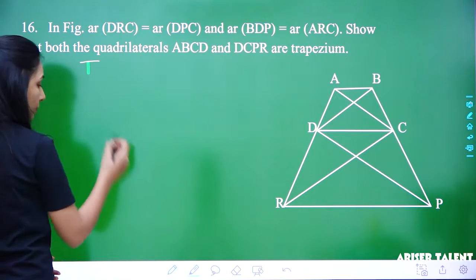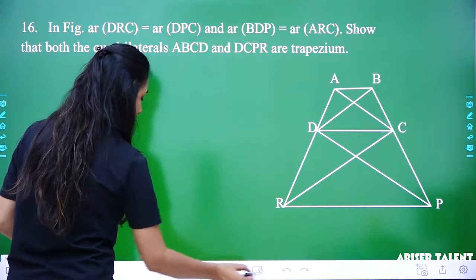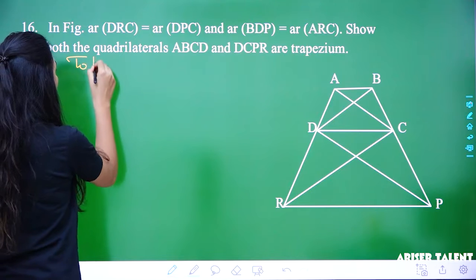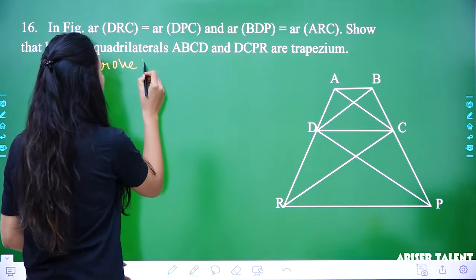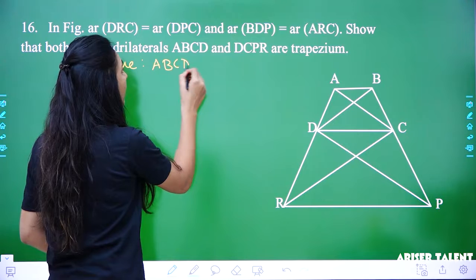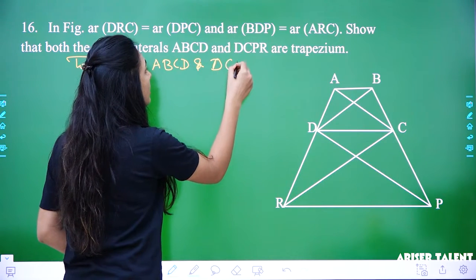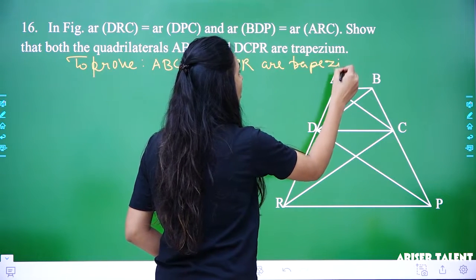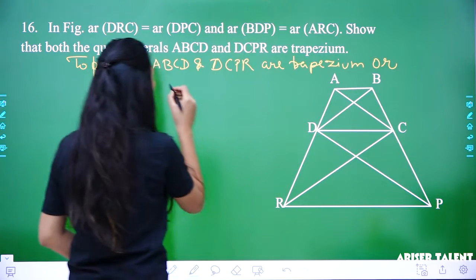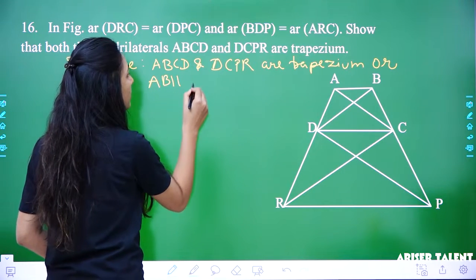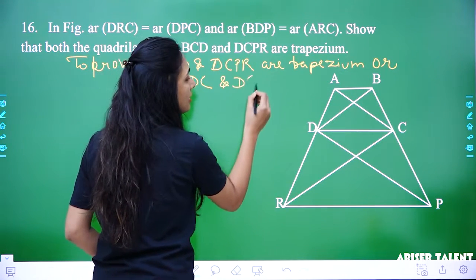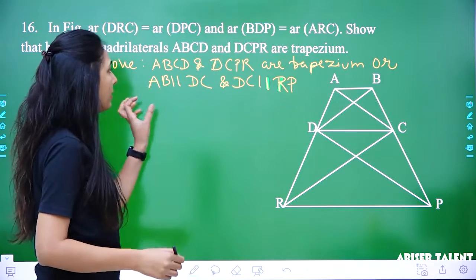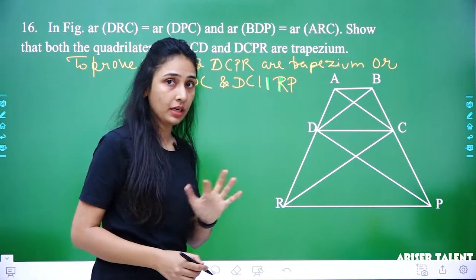So we have to prove ABCD and DCPR are trapezium, or what? AB is parallel to DC and DC is parallel to RP. Or you can just simply say that AB is parallel to DC is parallel to RP, right?